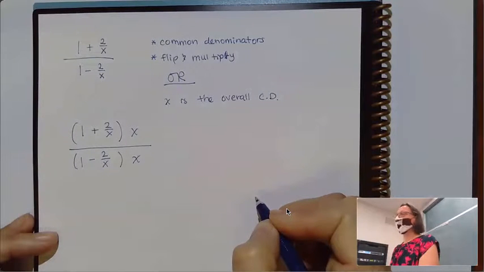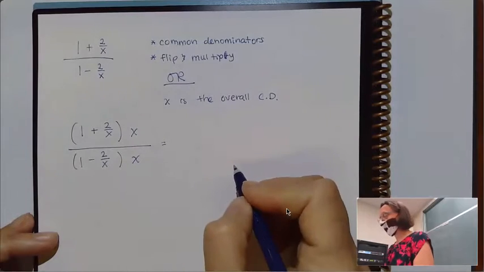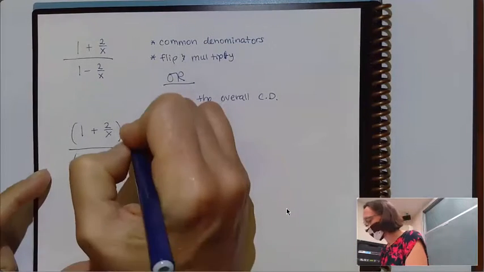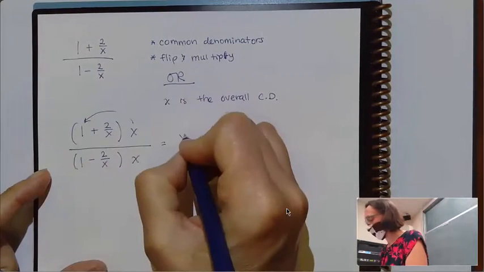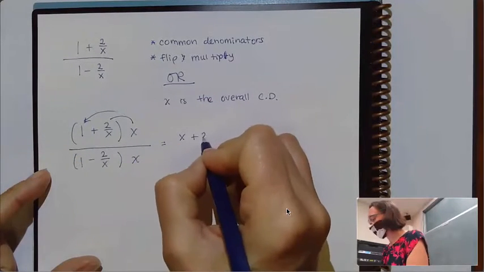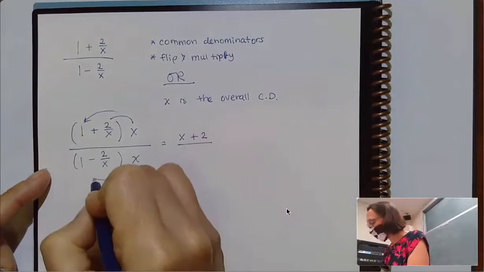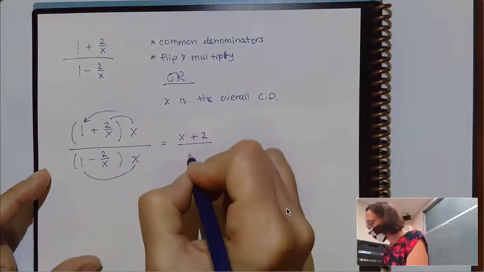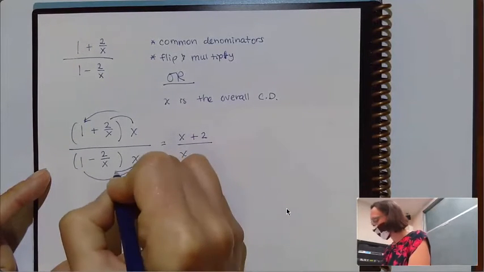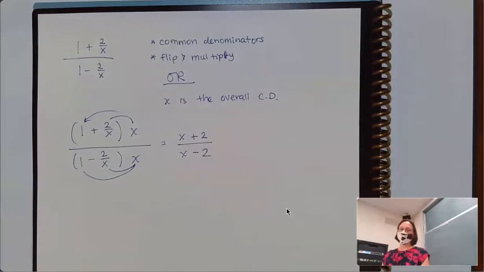I get to eliminate the denominators completely. So on top, when I distribute the x in, x times 1 is x. And when I distribute to the 2 over x, I'm just left with 2 because those x's cancel out. When I distribute on the bottom, x times 1 is x. When I distribute here, I get a -2. It's kind of a neat trick.